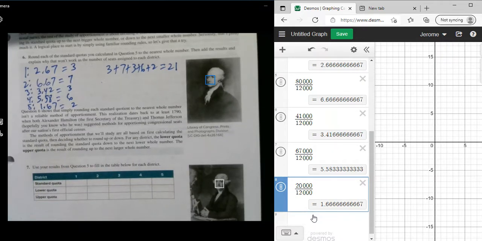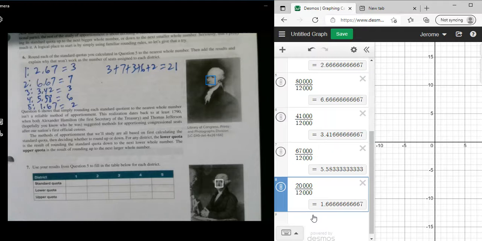The methods of apportionment that we'll study are all based on first calculating the standard quota, then deciding whether to round up or down. For any district, the lower quota is the result of rounding the standard quota down to the next lower whole number. The upper quota is the result of rounding up to the next larger whole number.